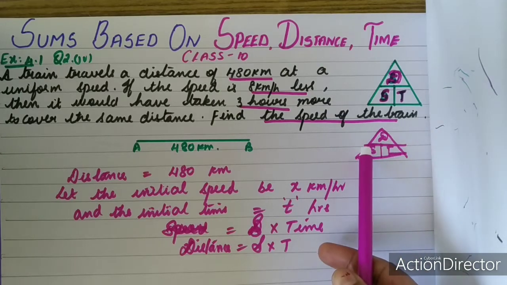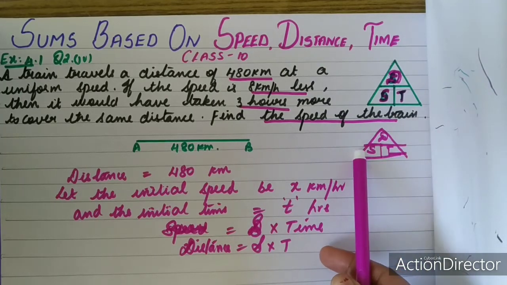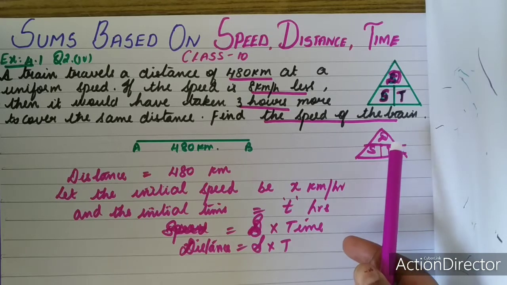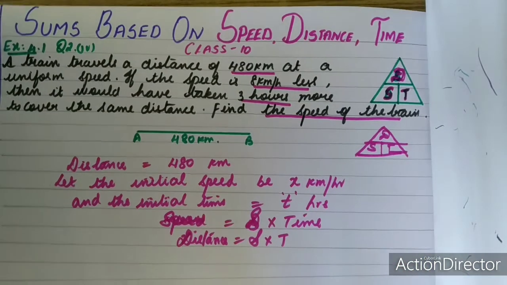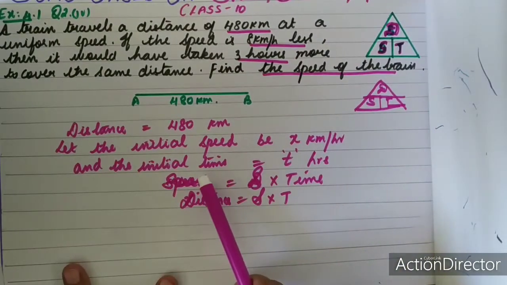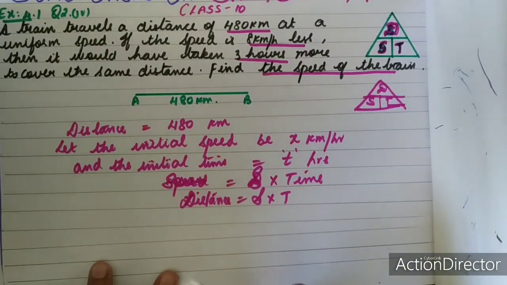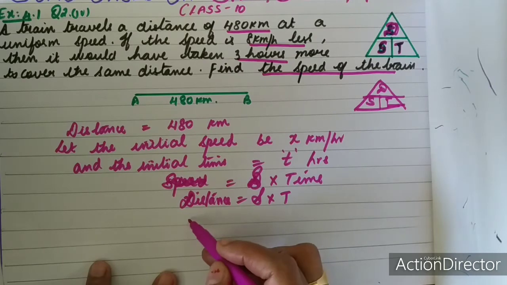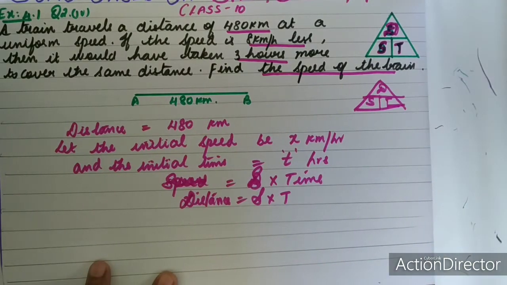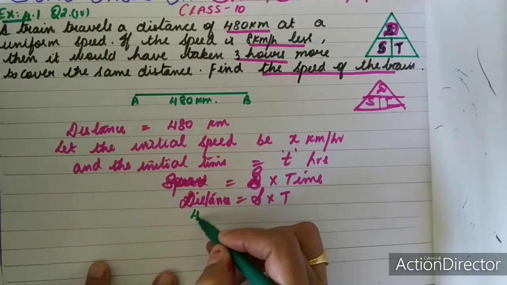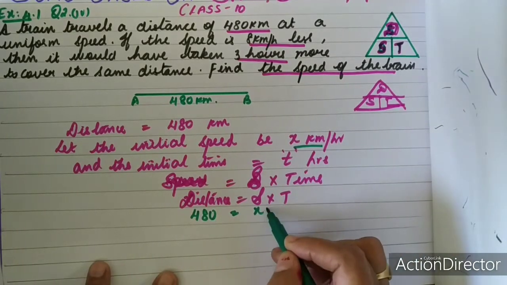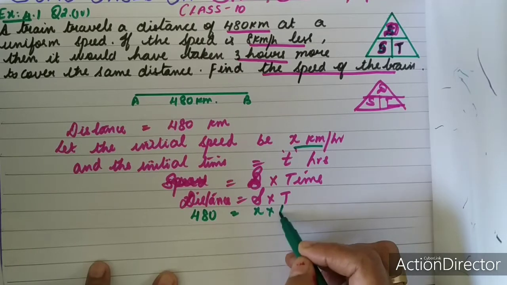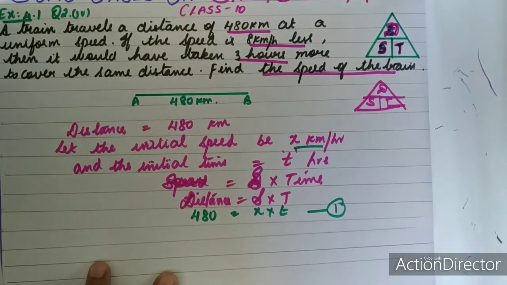Distance is equal to speed into time, speed is equal to distance upon time, and time is equal to distance upon speed. So based on the given information, I am first going to write distance is equal to speed into time. You know the total distance, so total distance is nothing but 480 kilometer. And initial speed is x kilometer per hour, and initial time is t hours. So let me take this as first equation.